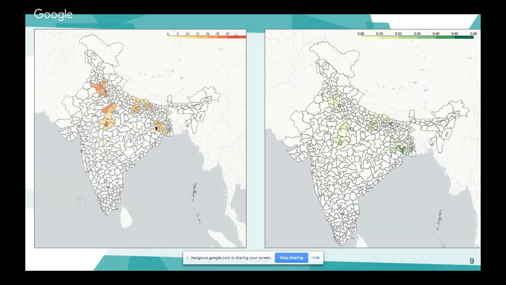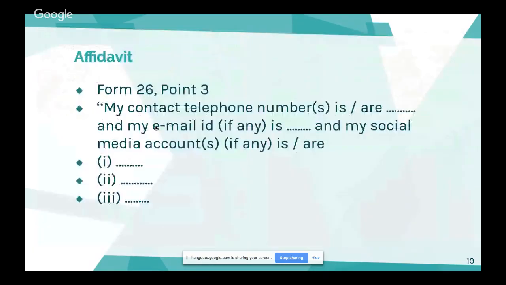The one on the left shows which constituency has how many candidates: the darker it is, the more candidates are contesting in that constituency. The one on the right is the gender ratio, female versus male: the darker it is, the more females are contesting. One big thing I picked up from this project in the last couple of months is knowing the country itself better: different constituencies, how many people are contesting, what kind of details are asked. It's pretty exciting to know about the country through this elections project.